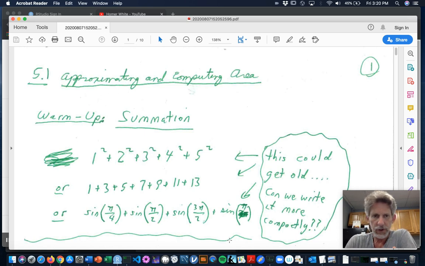We're first going to talk about just how you might compute the area underneath a curve over the x-axis and why that's important. But before we begin that discussion, we need to do a little bit of a warm-up to make sure you know some math notation called summation.